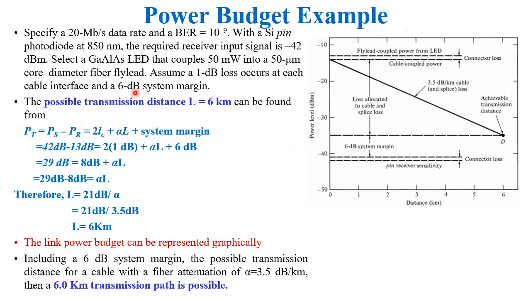Now, including this 6 decibel system margin, the possible transmission distance for a cable with a fiber attenuation of 3.5 dB per kilometer is a 6 kilometer transmission path. So that is the conclusion from this. For the given statement, we are able to find out the possible transmission distance between transmitter and receiver by using this formula. The same thing is represented graphically. So this is a power budget example.